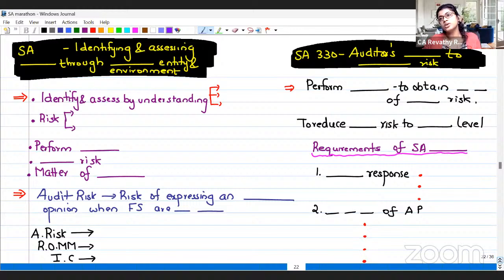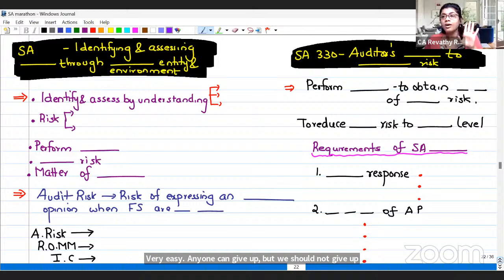It's very easy to give up, guys. But we are unstoppable. Very easy, anyone can give up. But we should not give up. We are unstoppables. If you want, I'll play that song after these two essays. Okay? Come on.